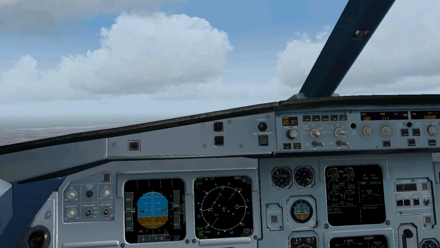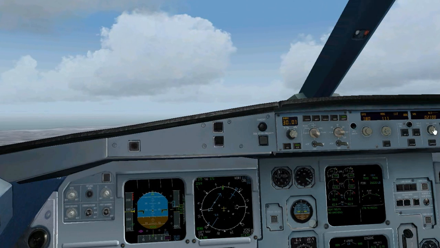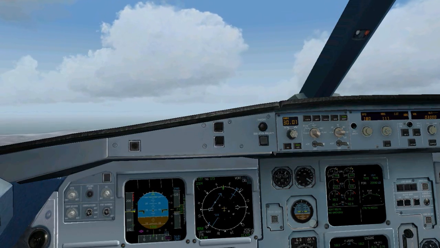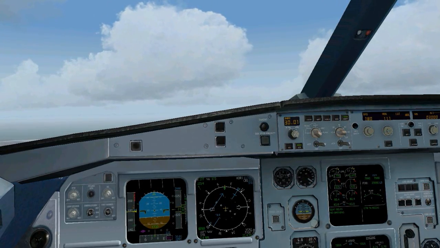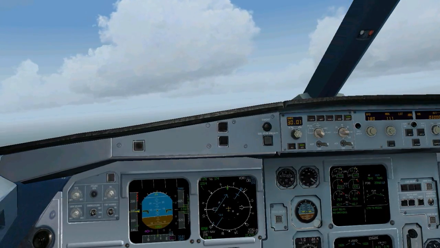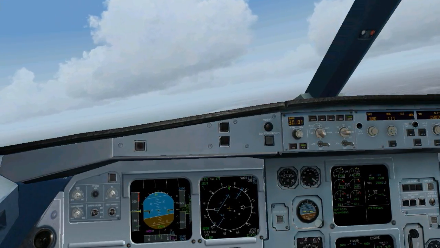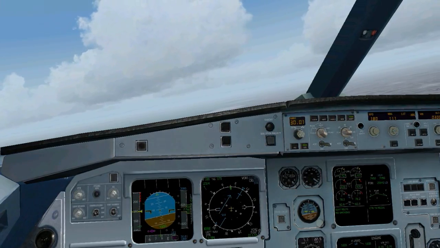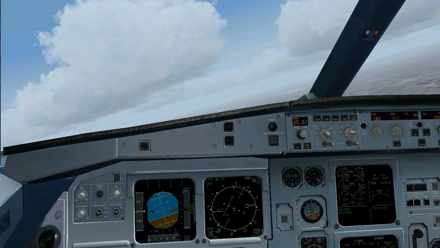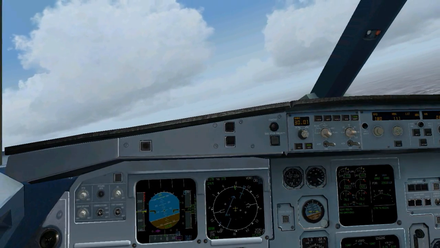On our altitude bug, we're going to put 3,000 feet, just as a reminder. That's where we're going to be at for the hold, at 3,000 feet. We're going to maintain 180 knots for our hold. Okay, here comes the radial of 111 from the Syracuse VOR. Let's start turning to intercept a radial of 111 from the Syracuse VOR.